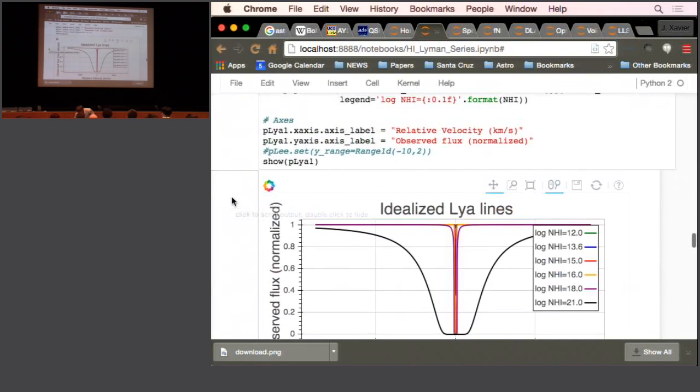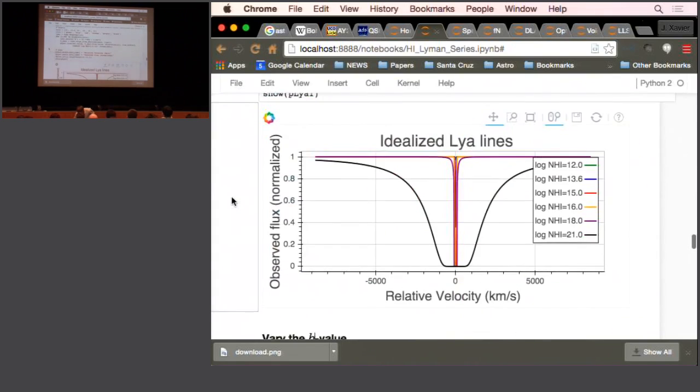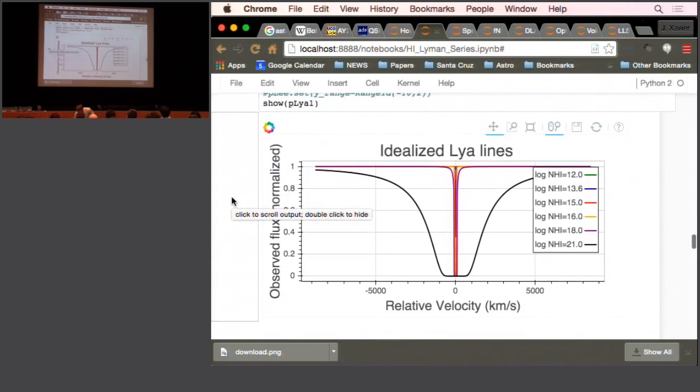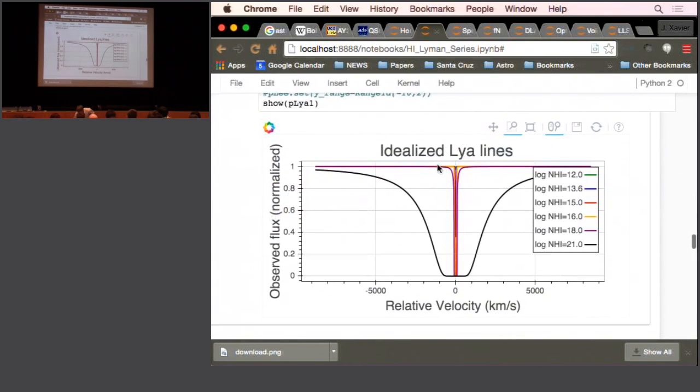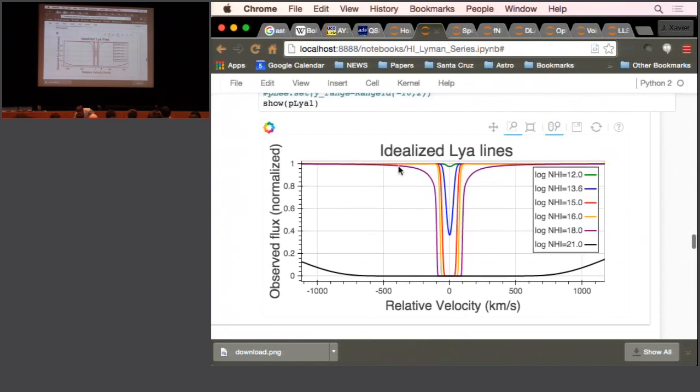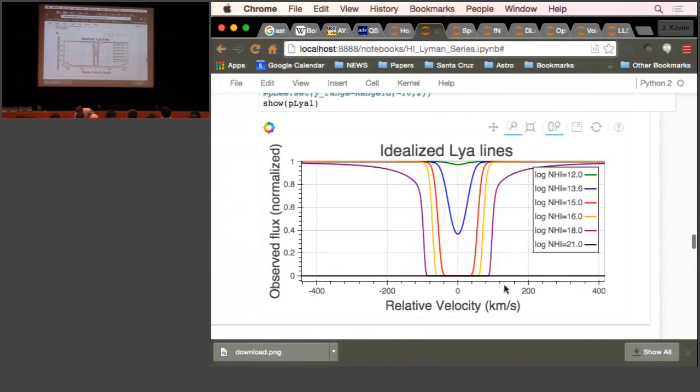Somewhat similarly, this is the same plot, but now in terms of velocity instead of wavelength. And again, the Doppler parameter here is 30 kilometers per second, so that width is of order 30 kilometers per second. All the broadening here is due to the increase in column density, not to the increase in the Doppler parameter. You're just seeing further out into the Gaussian as you increase the column density, which increases the optical depth of the line.